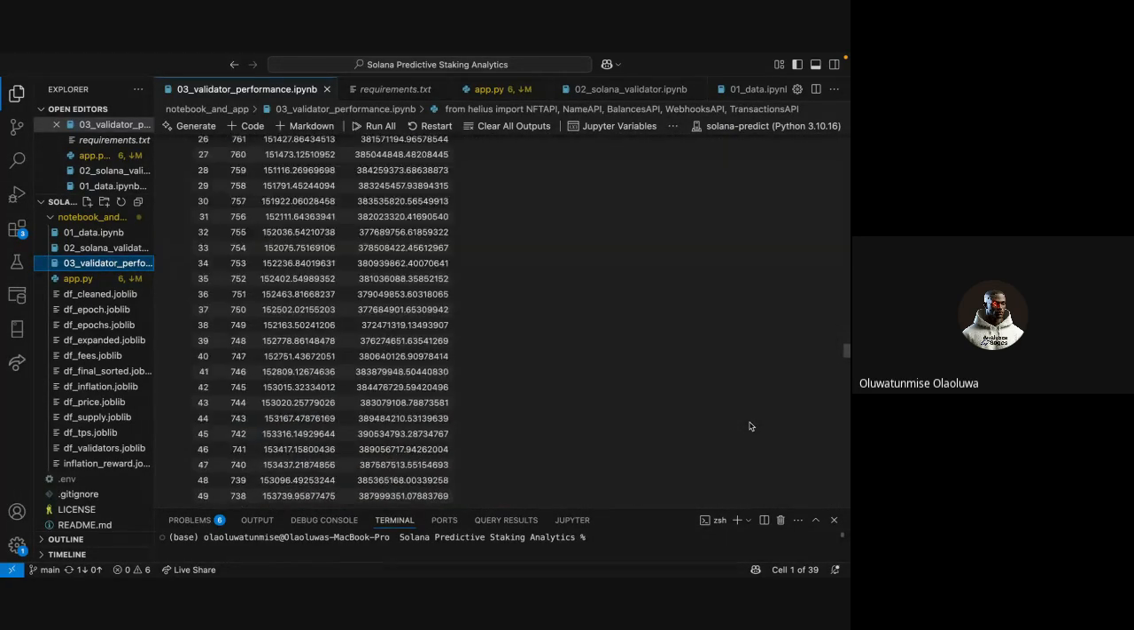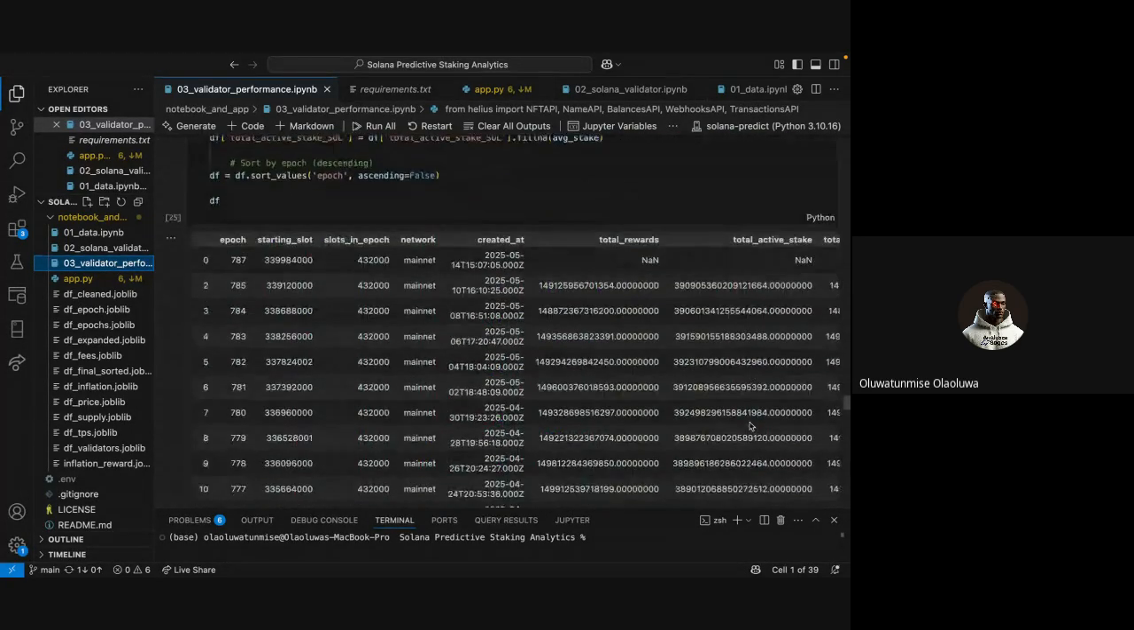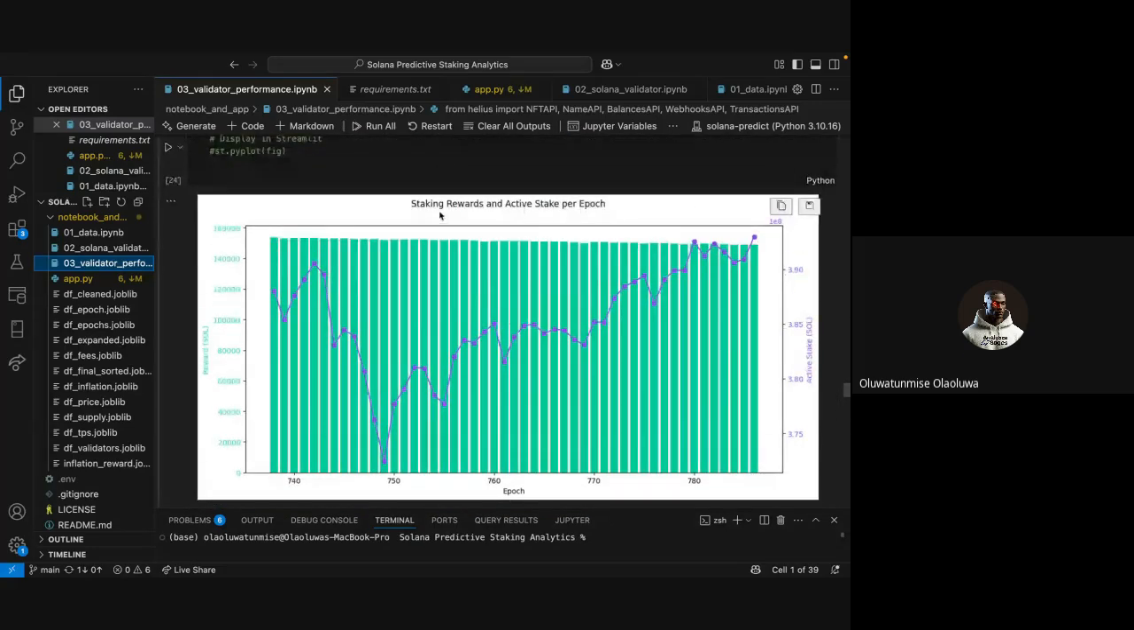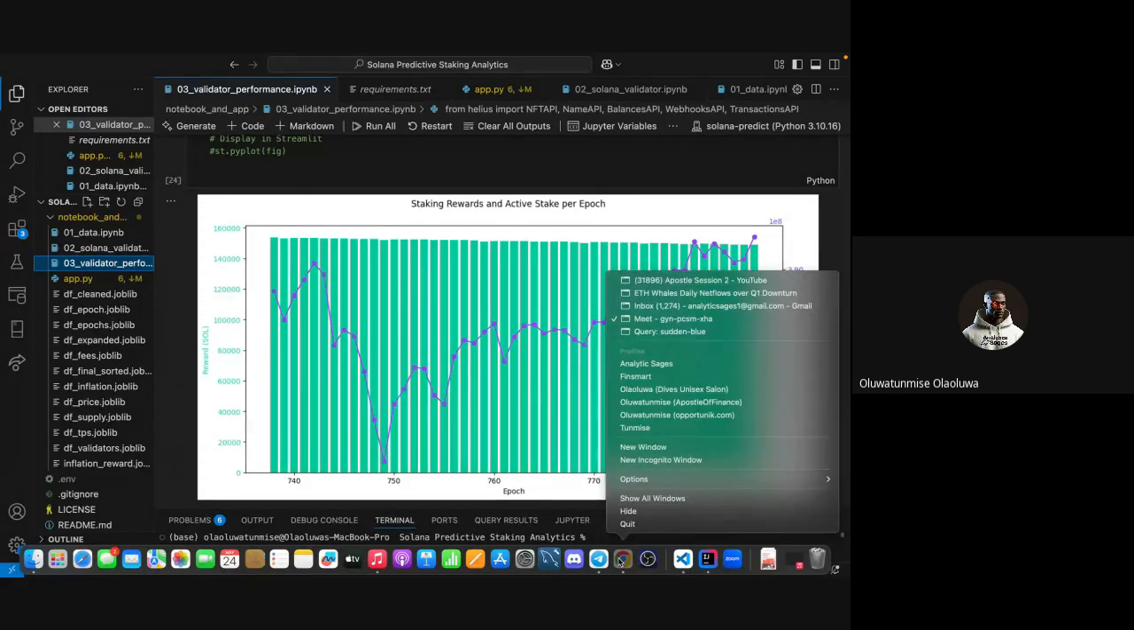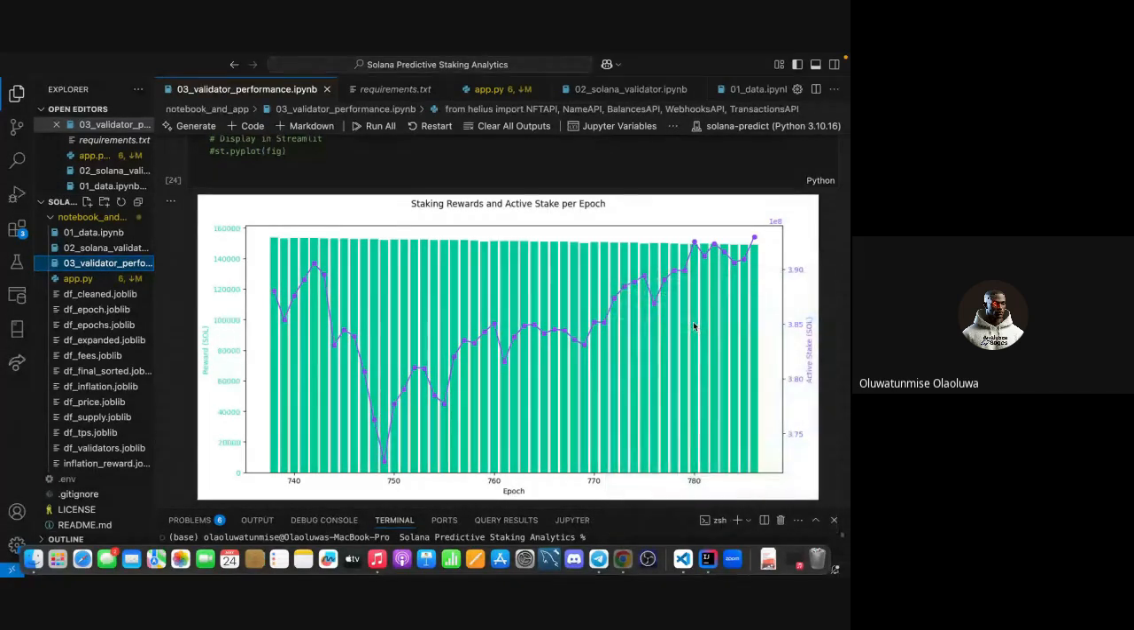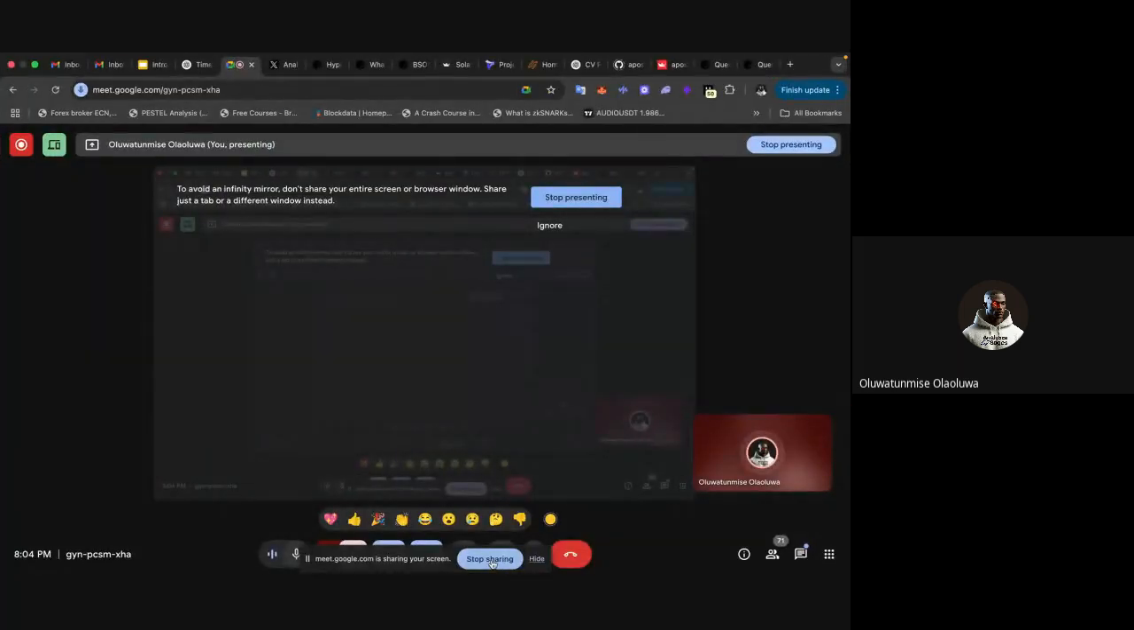And on and on like that. So now, here is where I tracked staking reward and active stakes. Now, what did this result into? What this resulted into is what I'm about to show you now.